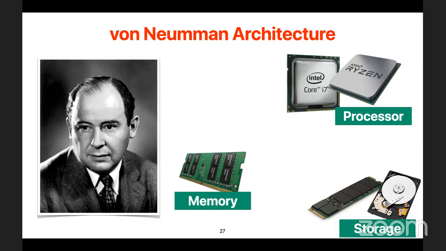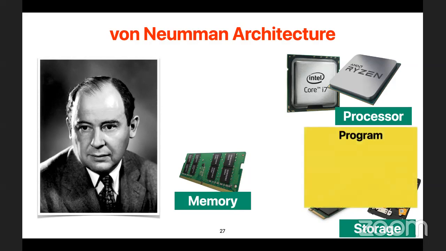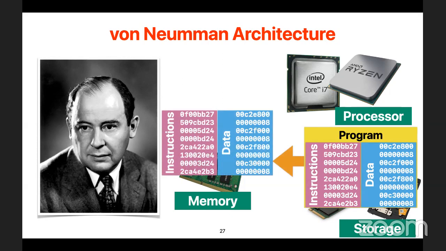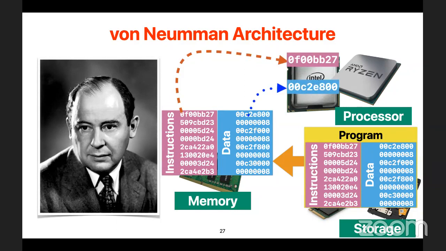For the von Neumann architecture, what they really do is this. You can have your program and data inside a storage, and a program has its own instructions and static data. Whenever you need to execute a program, first of all, your system will have to load your instructions and runtime data into memory. The processor will fetch these instructions according to their program counter order. And if we need data, we fetch the data according to their memory addresses. So this is the basic idea of the von Neumann architecture.